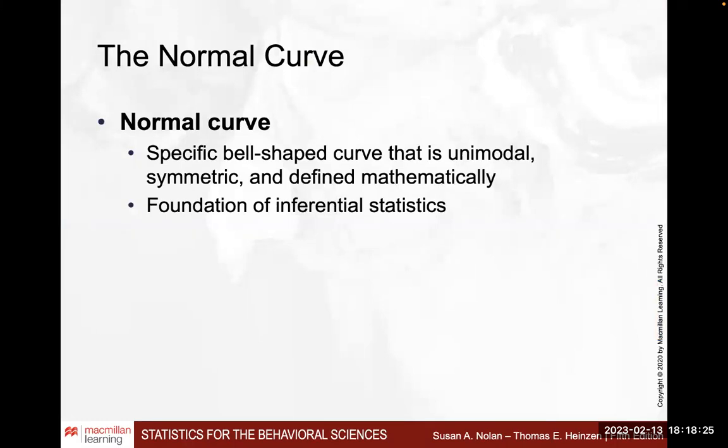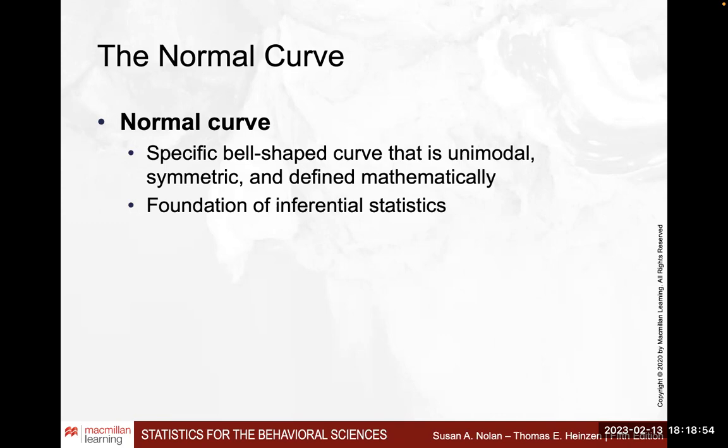So, the normal curve. We talked about the normal curve and we said it's a specific bell-shaped curve that is unimodal, symmetric, and is defined mathematically. This is the foundation of inferential statistics. So basically all tests and everything we're discussing in this class has as the underlying assumption that we're operating with data that is consistent with a normal distribution curve.